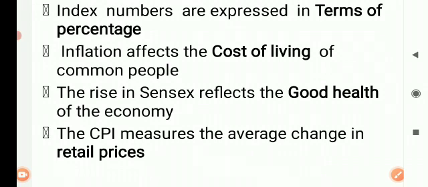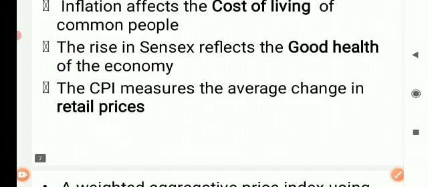Next one, the CPI measures the average change in retail prices. CPI means the consumer price index.